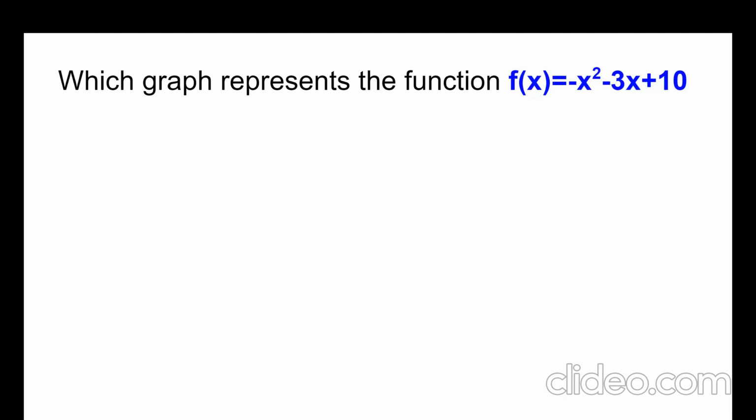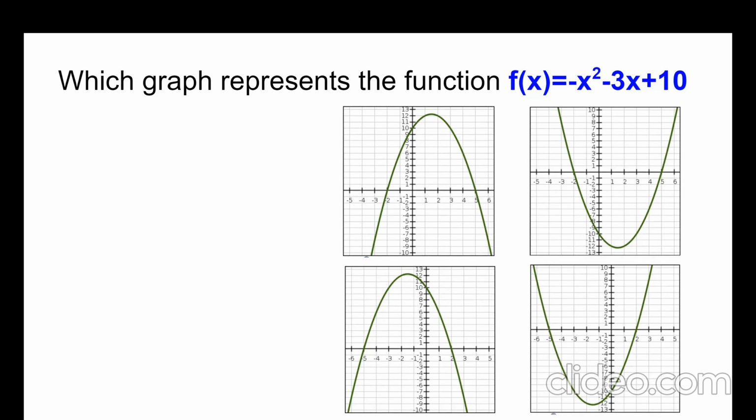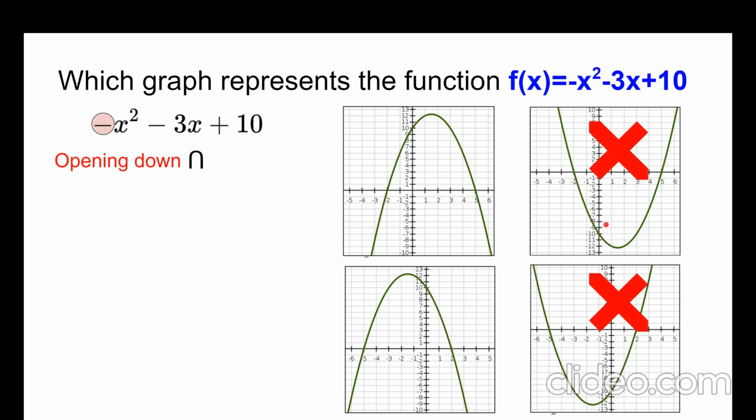Which graph represents the function negative x squared minus 3x plus 10? So I have 4 graphs. Which one of these represents this one? Well, by looking at the equation, the first number, a, is negative. That means it's facing down. So it couldn't be this one, couldn't be this one. So those are out. Now this is a 10, and we said this is the y-intercept. So 10 is right here and 10 is right here, so they both could be the answer.